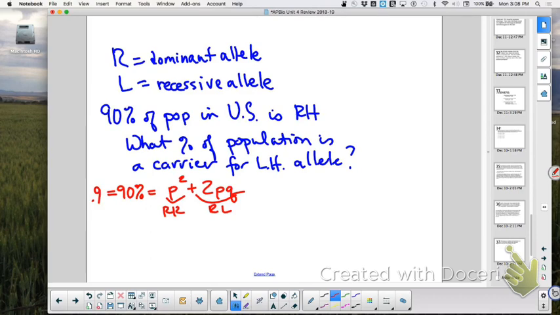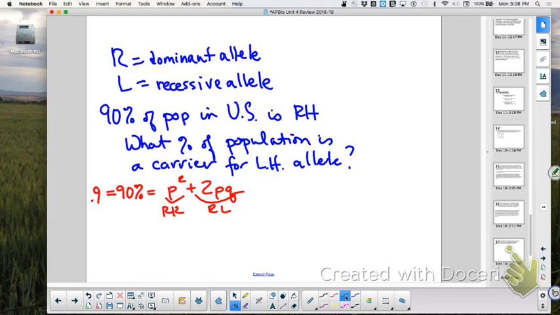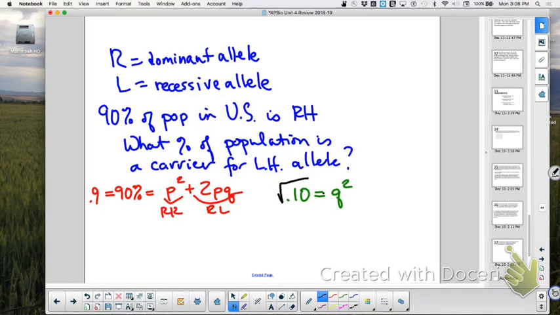So what do I know? What else could you deduce from that? That 10% is the recessive. Do you agree with that? Yes. How do I write 10% as a decimal? 0.1. Equals my what in my equation? Q squared. Great. Now what do I do? You square root it.